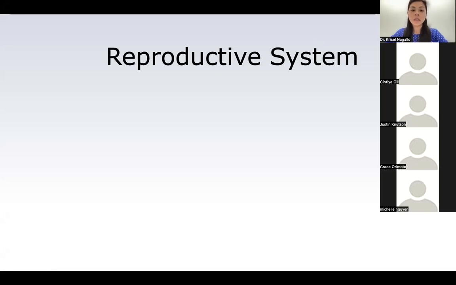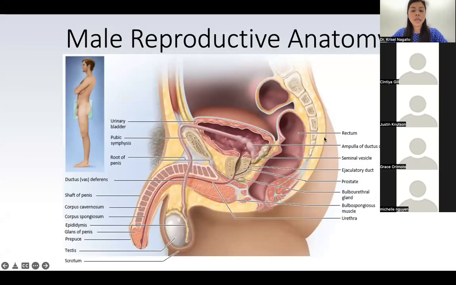Again, this is part one of the reproductive system. We are going to start with the male reproductive anatomy. So this is an overview of the male reproductive anatomy. Keep in mind that when we talk about the reproductive system, it's essentially a two-in-one, right? Because there is a male version and a female version.